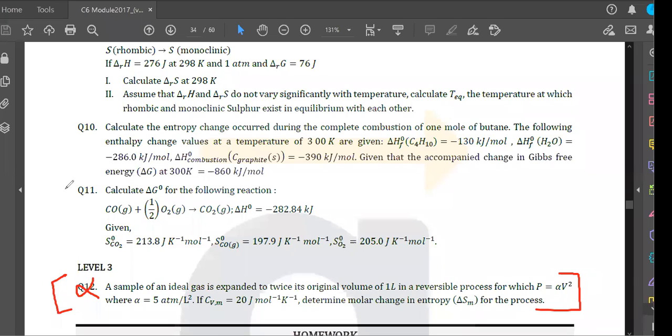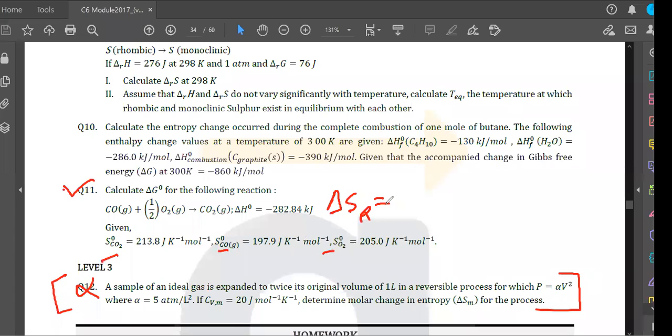Question 11. Can you solve question 11 now? Now you understood what question 11 is? S is given for each and every component. Yes or no? Can you calculate delta S of reaction?